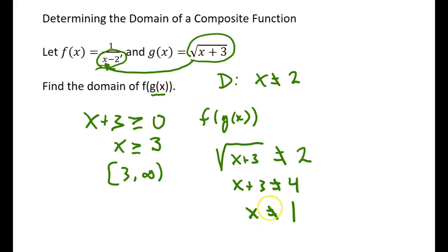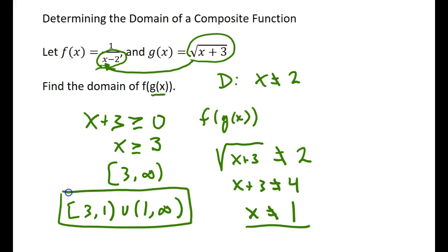Okay, so now I have a new limitation. x cannot be 1, and x can go anywhere from 3 to infinity. So when I put those together, I get 3 to 1 and 1 to infinity. That's the domain of f of g of x.